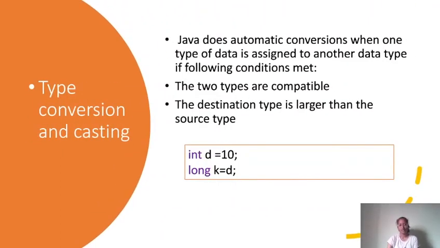Type conversion and casting. Java does automatic conversions when one type of data is assigned to another data type if the following conditions are met. The conditions are: the two types are compatible, and the destination type is larger than the source type. If these two conditions are met, then the type conversion can be easily done. Here is an example. Here, the int data type is smaller than the long data type, and int d can be assigned to k easily.